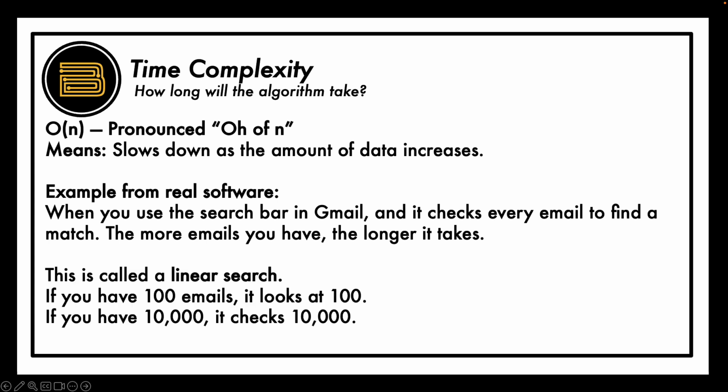And this is called linear search. If you have 100 emails, it looks at 100, and if you have 10,000, it checks 10,000. So keep this in mind when you see O of n. More data means it takes more time.